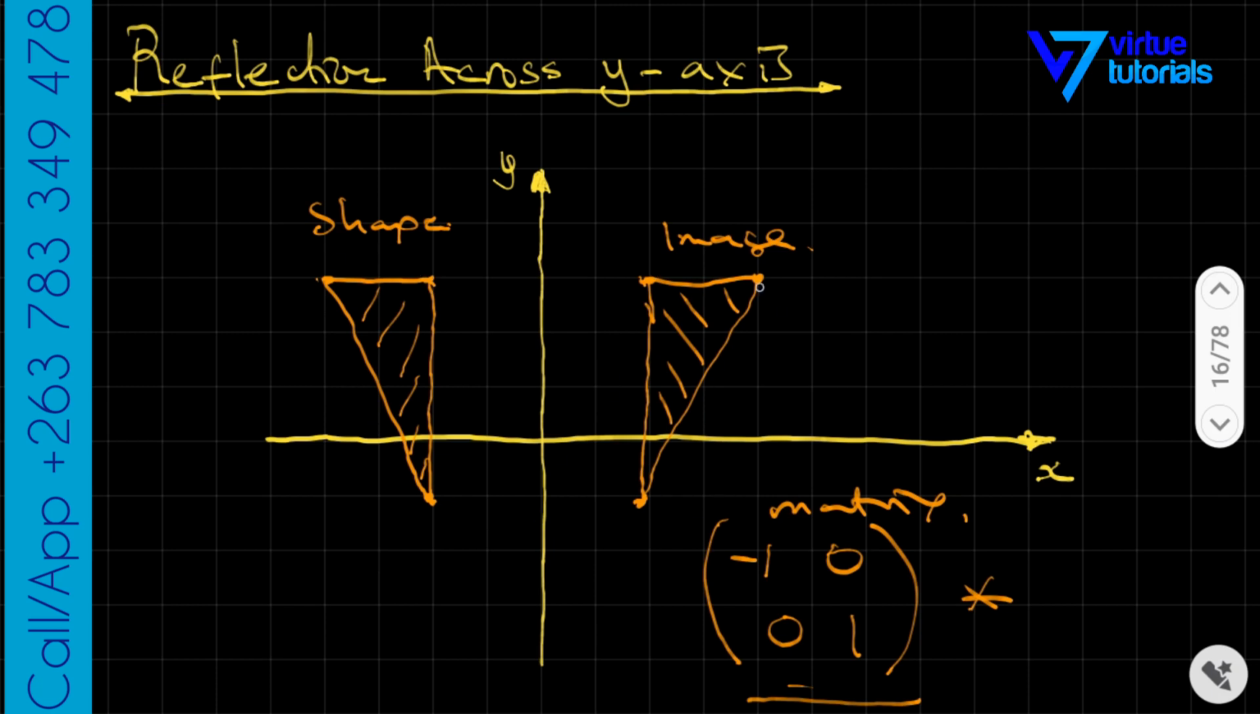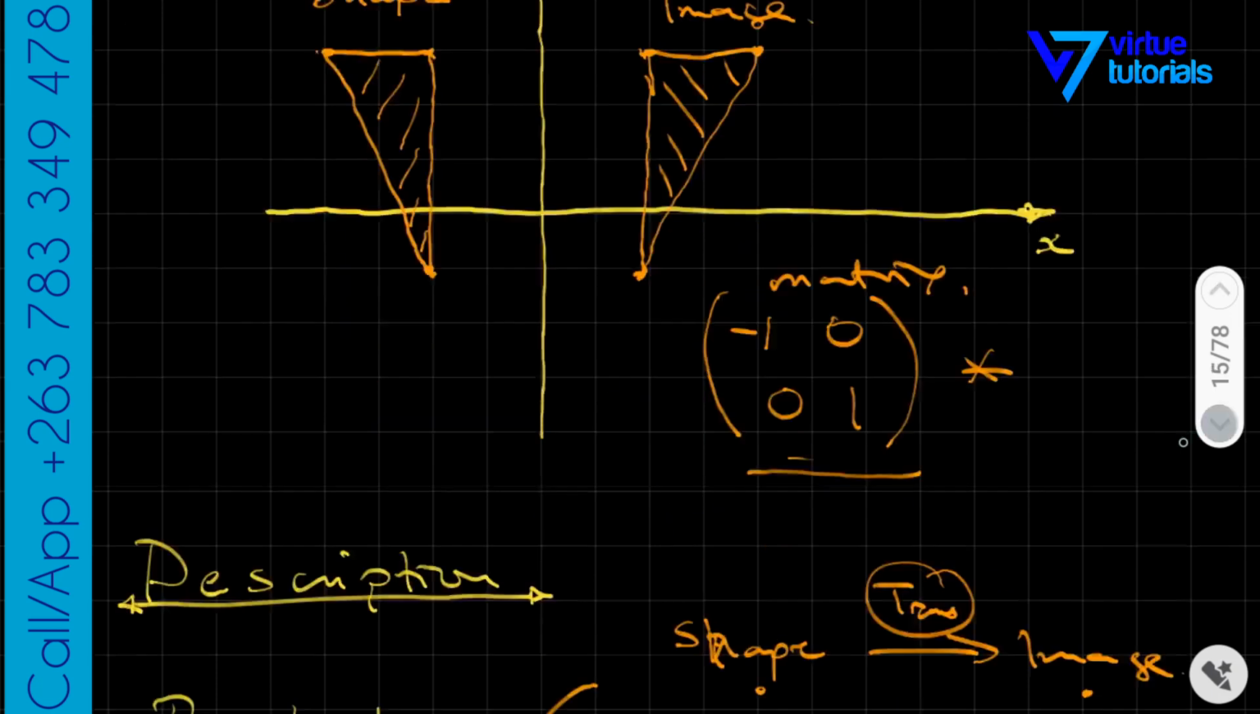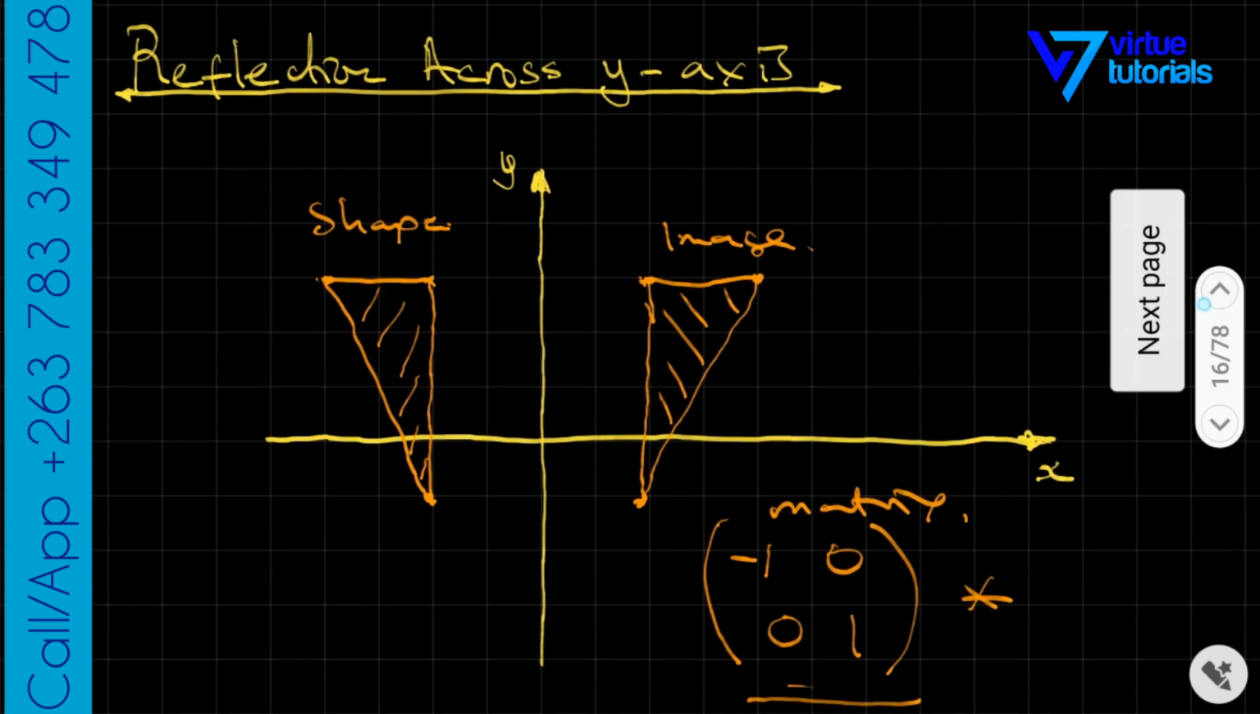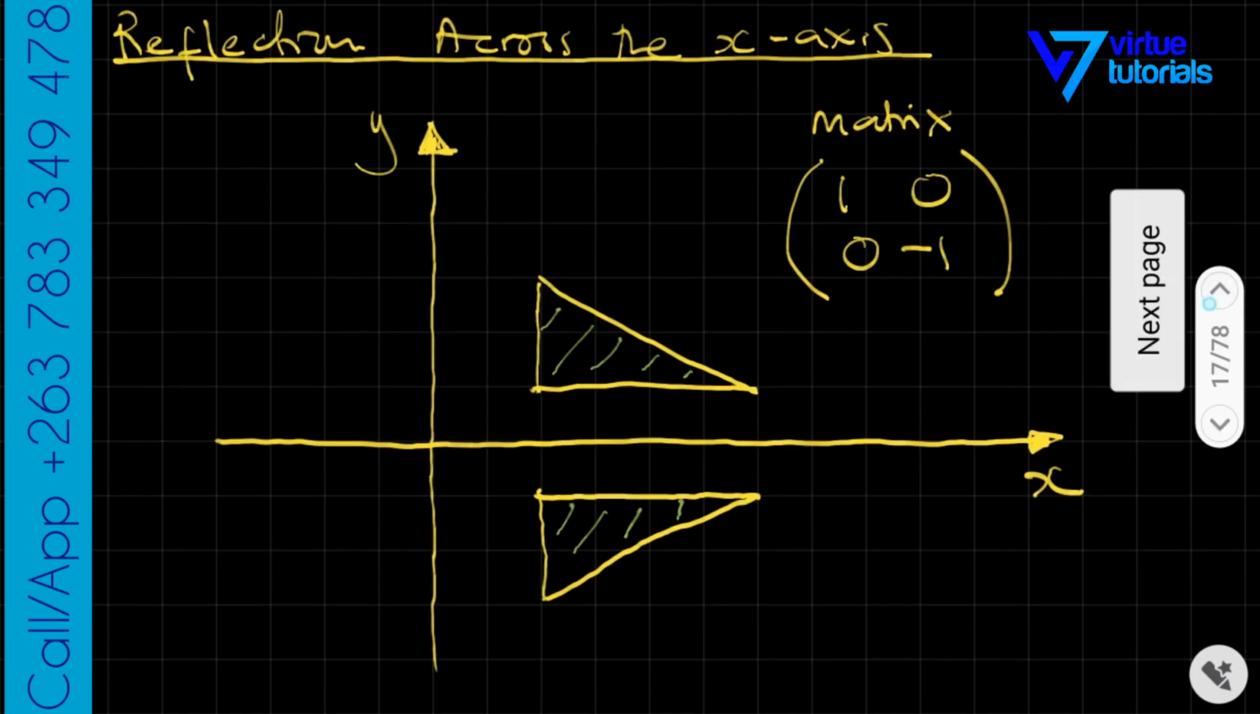Now, the matrix is not mentioned when you're describing. Remember, we said we're describing a reflection. You mention the reflection in the mirror line. You do not have to mention the matrix. You only have to mention the reflection in the mirror line. Even if the mirror line is the y-axis, and you know that there's a matrix that can be used to find the image, you don't have to mention the matrix unless you are specifically asked to do so.